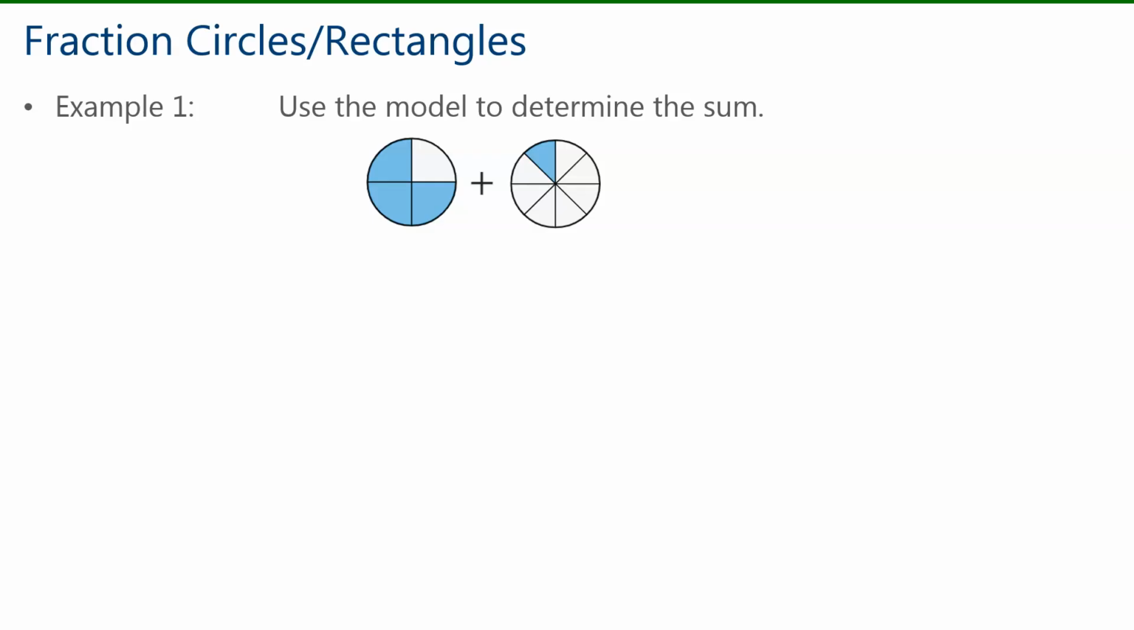In our first visual here, we see that we have two circles, both drawn the exact same size, as they must be here, so the wholes are the same. In the first whole, we have a circle that's been divided into 4 equal sections, and 3 of those sections are shaded. In the second circle, it has been divided into 8 equal sections, and only 1 of those sections is shaded. So what we are adding together here is 3/4 plus 1/8.